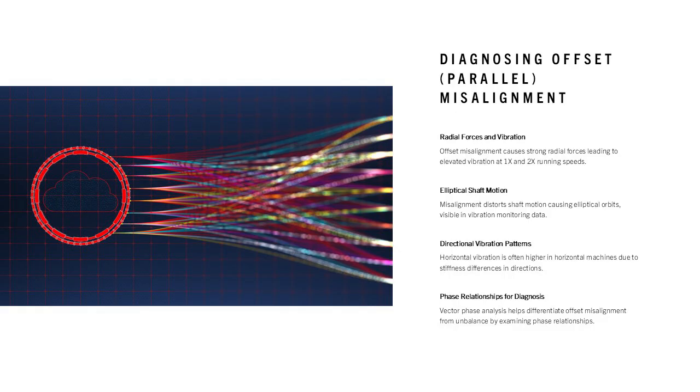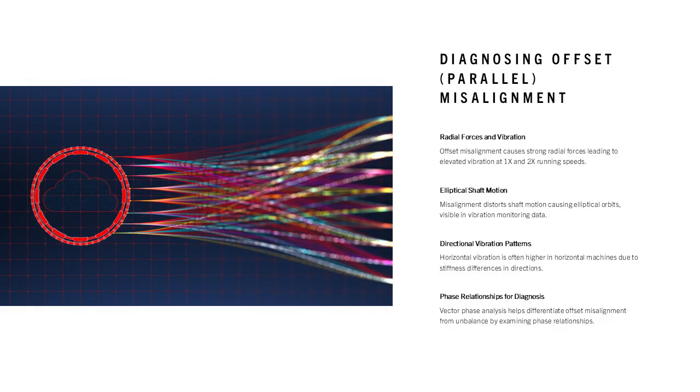Offset misalignment produces strong radial forces that act on the bearings, leading to elevated radial vibration levels. Typically, this fault produces high amplitudes at 1 order and 2 orders running speed, along with possible harmonics depending on the severity. Offset misalignment distorts shaft motion, often causing elliptical orbits. Technicians frequently observe greater vibration in the horizontal direction for horizontally mounted machines due to directional stiffness differences.